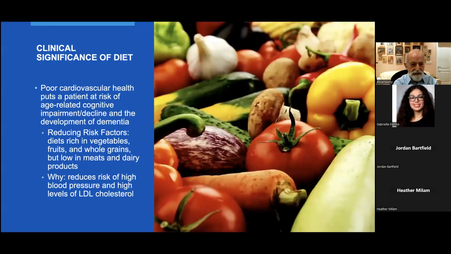Diet and exercise. Poor cardiovascular health puts a patient at risk of age-related cognitive impairment, as we noted in the last slide, and the development of dementia. Diets rich in vegetables, fruits, and whole grains, but low in meats and dairy products reduce risk factors. Why? The reduction of risk in high blood pressure and high levels of LDL cholesterol.